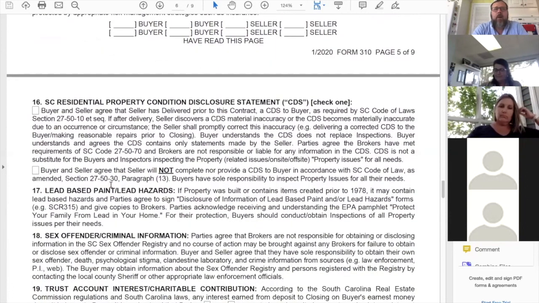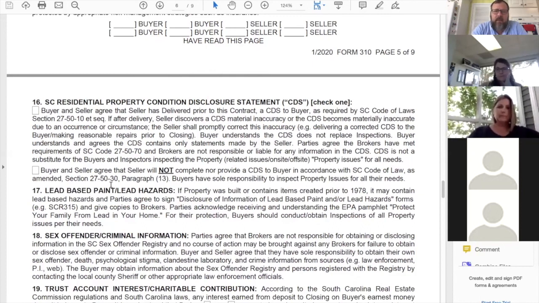Paragraph 16, property condition disclosure. This basically says that the buyer and seller agree that the seller did complete it or did not complete it. If they did complete it, everyone is saying that the seller has answered it as honestly as they knew how to. But this does not replace any inspections. You still need to have inspections, and understand that you just can't take the seller's word for it. It's not to say they're not going to be honest.